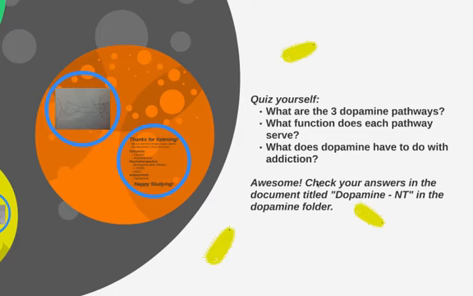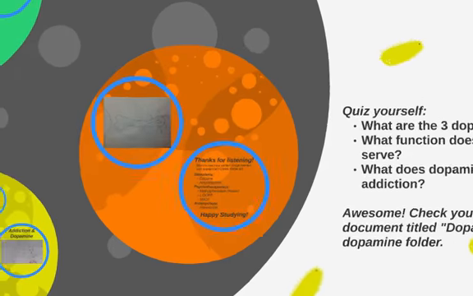So here's another quick quiz to check in with yourself. What are the three dopamine pathways? What function does each pathway serve? What does dopamine have to do with addiction? Awesome. Now check your answers in the document titled Dopamine NT in the dopamine folder, and we're going to continue now with a quick video.